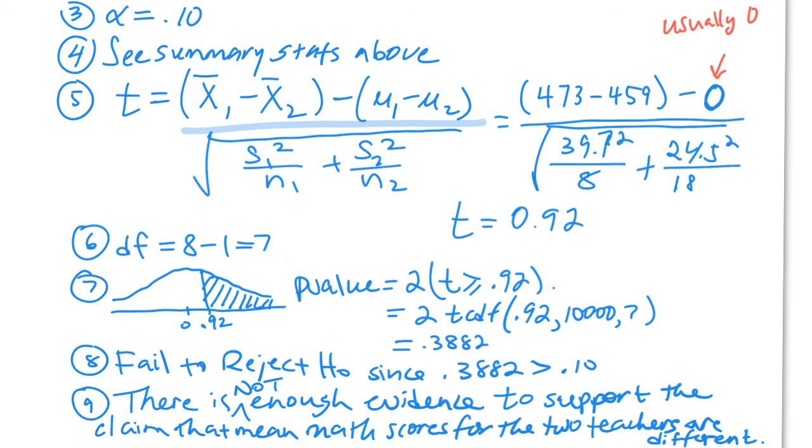Okay, so there ends your first model problem, showing you the 9 formal steps in a hypothesis test that likes to compare the two means of two independent samples.